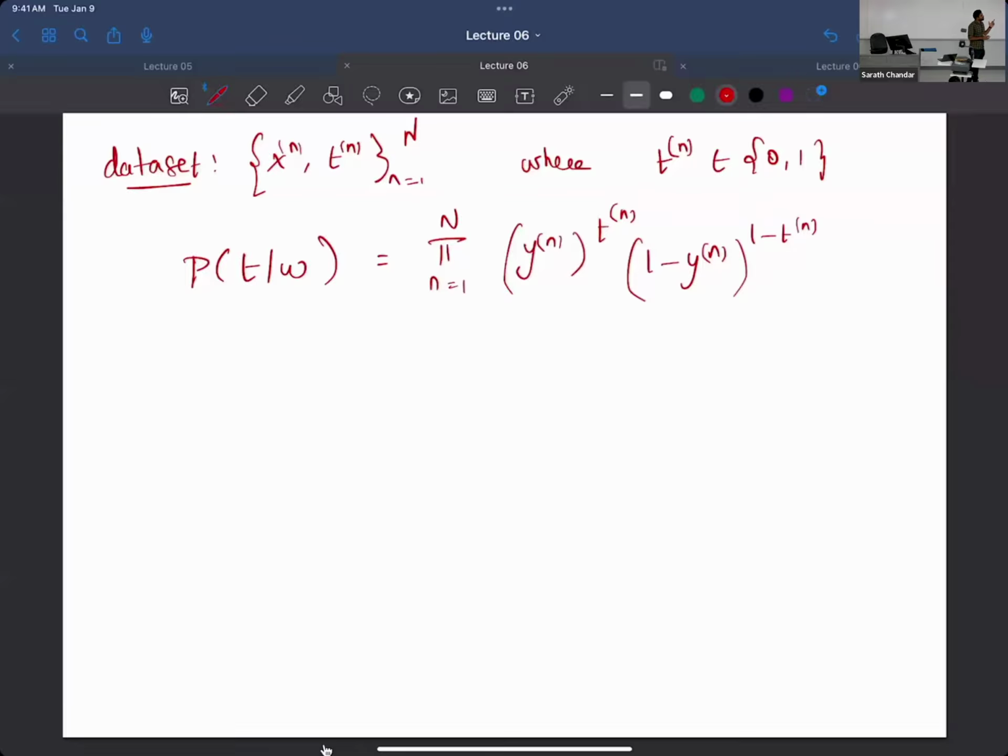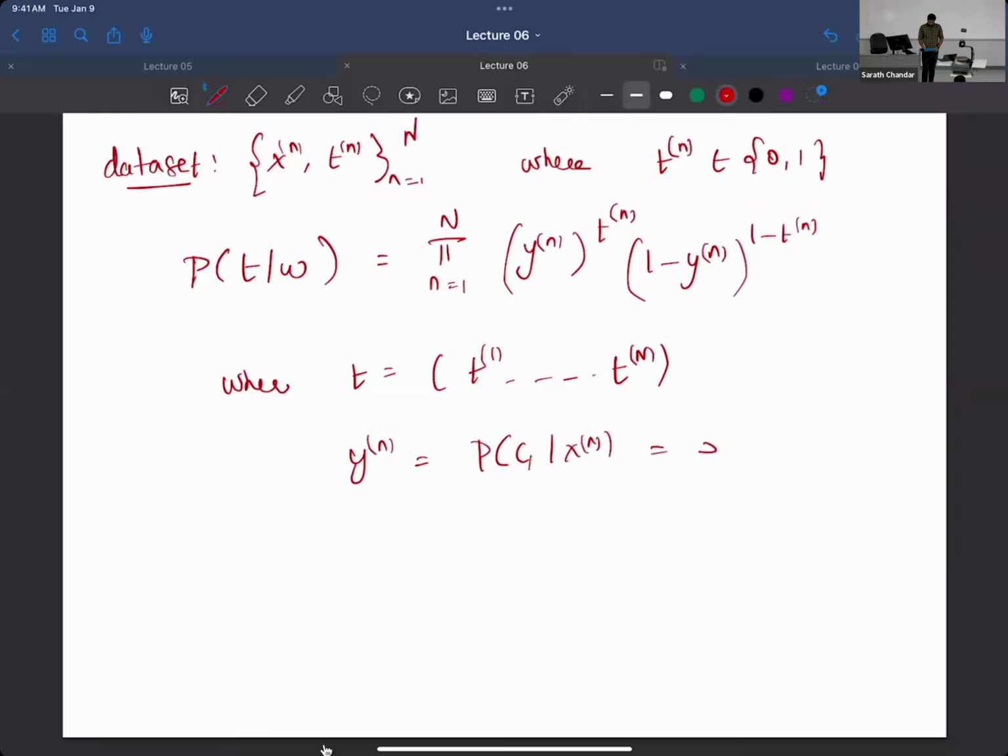If you think about it, I'm not making any assumption about what kind of probability distribution we are using here. My probability distribution is just sigmoid of W transpose X plus W0, or sigmoid of W transpose X. T is basically all the targets T1 to Tn, and Yn is given by the probability of C1 given Xn, which is sigma of W transpose Xn.